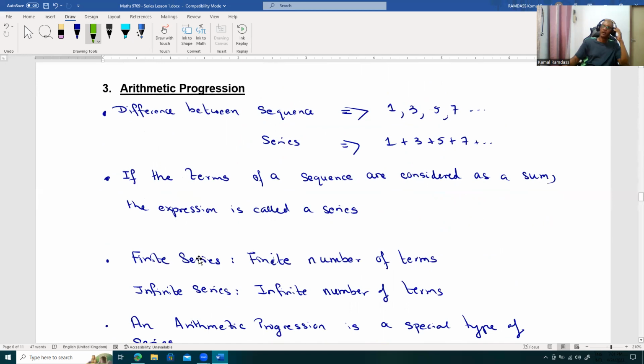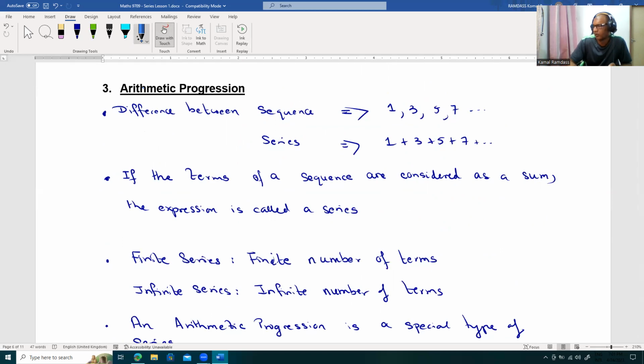Now, in Arithmetic Progression, you must understand the difference between a sequence and a series. A sequence is something like this: 1, 3, 5, 7. And a series, we add the terms of the sequence, we obtain a series.